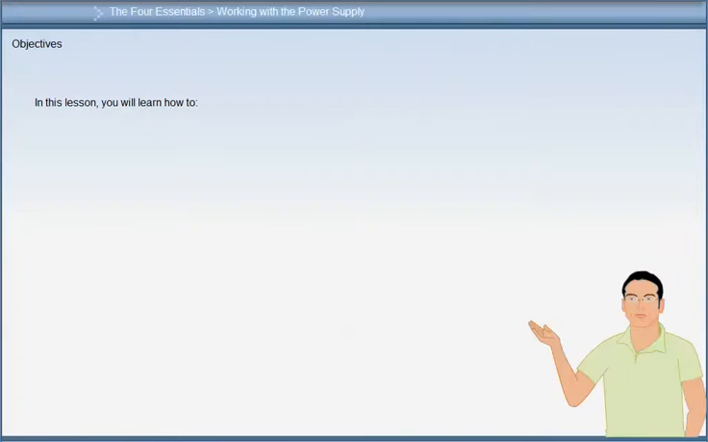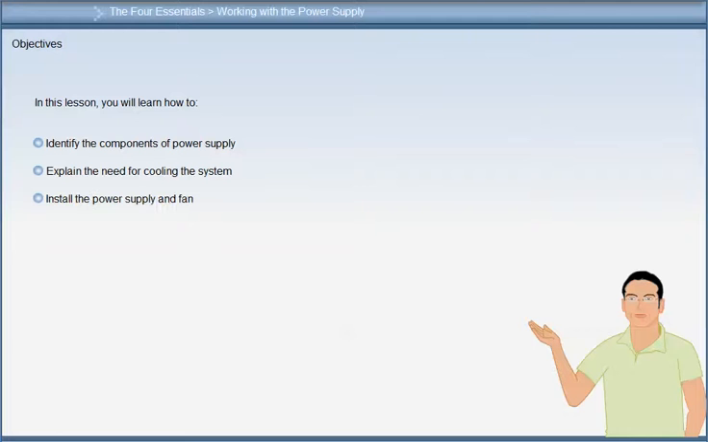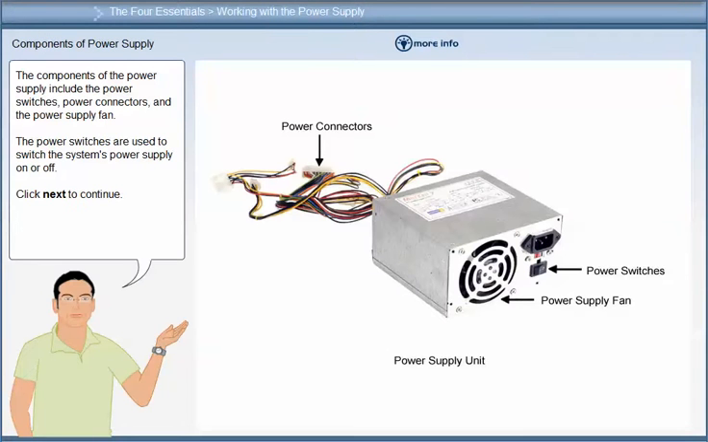In this lesson, you will learn how to identify the components of power supply, explain the need for cooling the system, install the power supply and fan, explain the need for UPS, and troubleshoot power supply. Click Next. The components of the power supply include the power switches, power connectors, and the power supply fan.